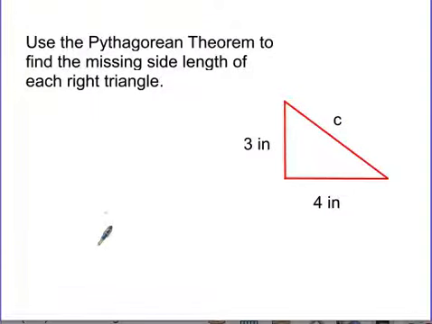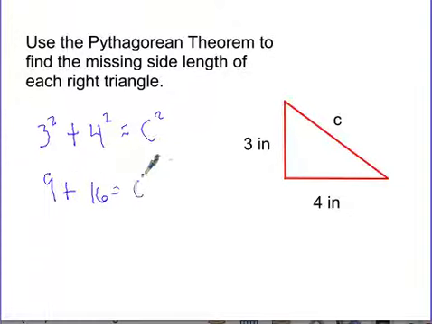Use the Pythagorean theorem to find the missing side length of each right triangle. So we've got two legs here, which are a and b, so we would have 3 squared plus 4 squared equals c squared. Now, order of operations is all you have to worry about. What do we do first? Exponents come first. So what's 3 squared? 9 plus 16 equals c squared. What's 9 plus 16? 25 equals c squared.